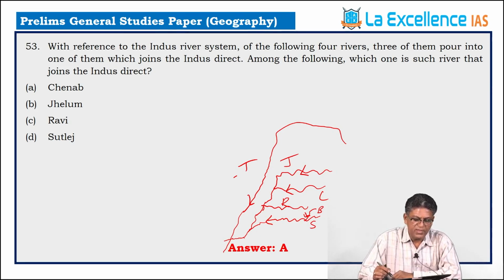So the question is straightforward. Of the following four rivers, three of them pour into one of them which joins Indus direct, and that obviously, if you go by this, Indus basin's major tributaries which are called the Panchnath, because you have five of them, they are called the Panchnath. The answer clearly is Chenab, which is A for 53.